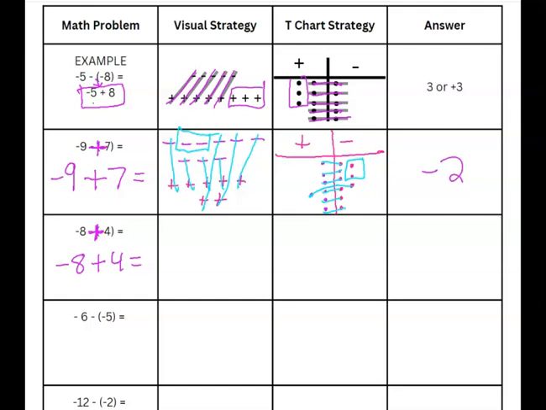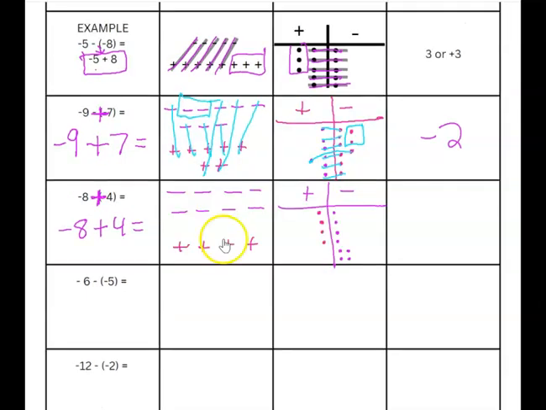Go ahead and pick one of these strategies to try on your own and see what answer you get. Then press play on this video to resume watching. Double check whichever strategy you tried. Does it look like these pictures? After you've checked your pictures, make sure you use your pencil to cross off one positive for every one negative. So there's a buddy, they cancel out. And let's see how many are left. I'm seeing 4 and they are negatives.